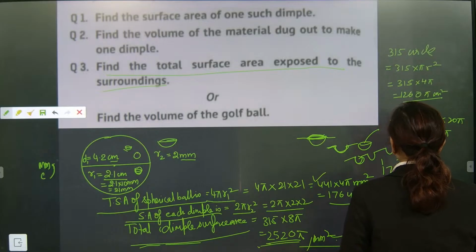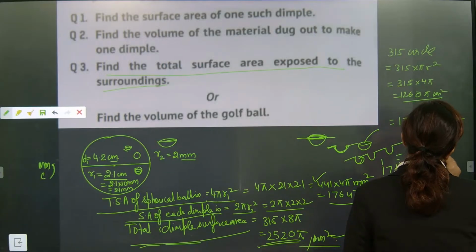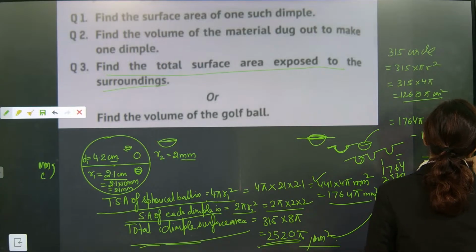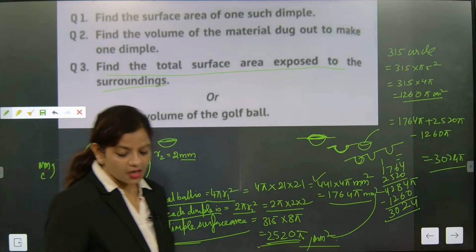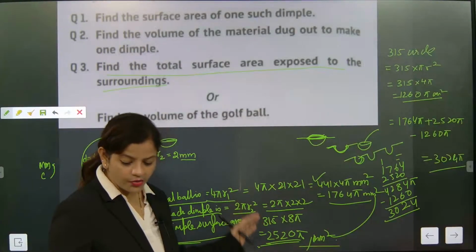1764 plus 2520 minus 1260. So 4 will come, 2 will come, 0, 3. So it is coming as 3024 pi. 3024 pi is coming. Understood? So this is the way how to solve the question.